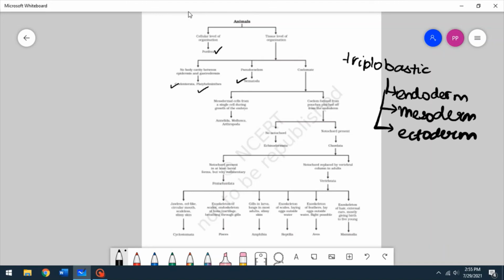If they have these 3 layers, they're subdivided. If not, they stop at Annelida, Mollusca, and Arthropoda. If they have a notochord, they're subdivided. If not, they're Echinodermata. If they have a vertebral column in adults, they're subdivided. If not, they're called Protochordata. And if they have a vertebral column, they're called Vertebrata, and they are subdivided into Cyclostomata, Pisces, Amphibia, Reptilia, Aves, and Mammalia. So that is the whole animal kingdom.